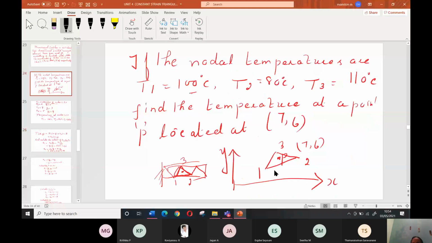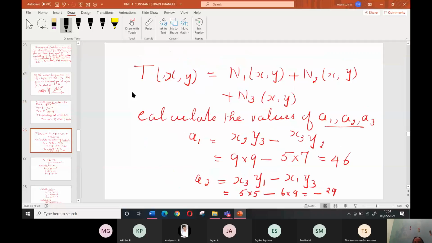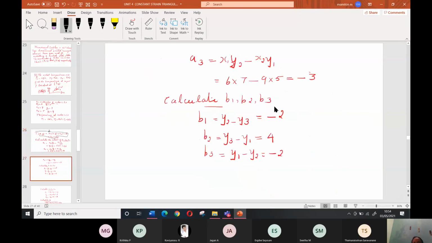If I have to find out the temperature at 7 and 6, I will be able to find it using this formula. Suppose in the 2 marks questions, I give the values of temperatures at the nodal points and ask you to find out the temperature at any point, then you have to use this formula. That's N1 plus N2 plus N3. It's a triangle, so N1 plus N2 plus N3.